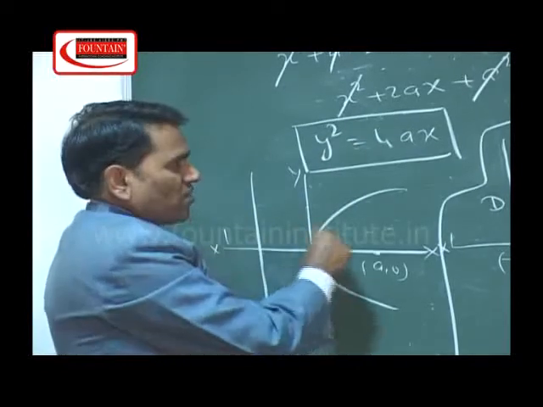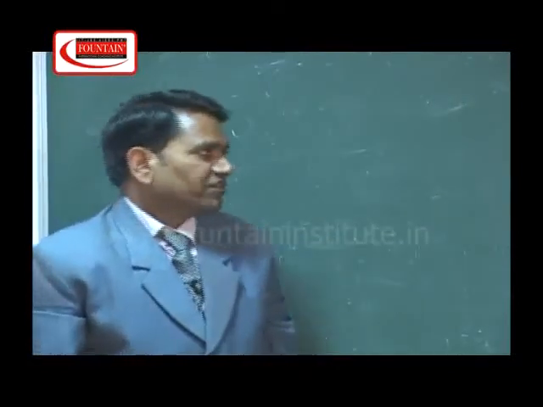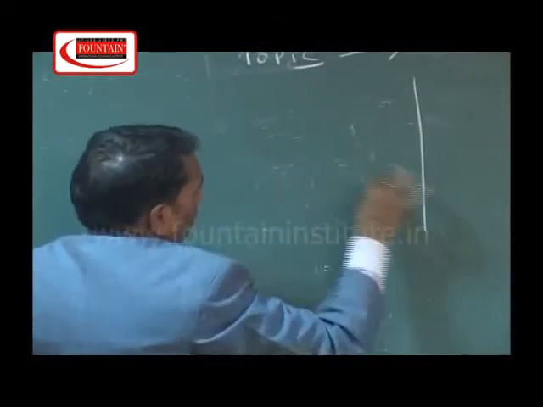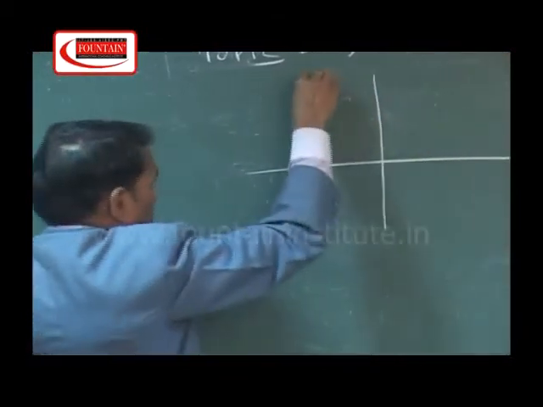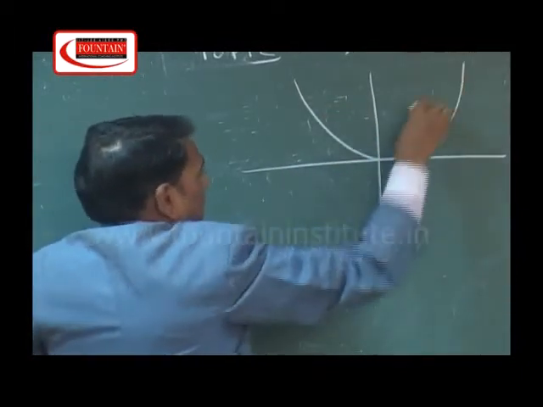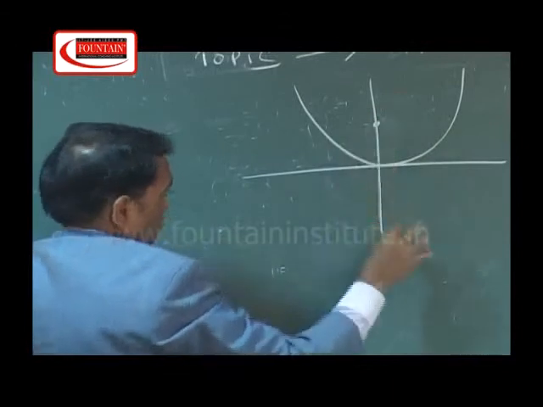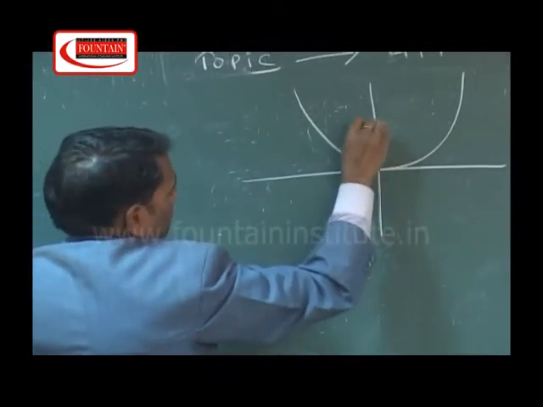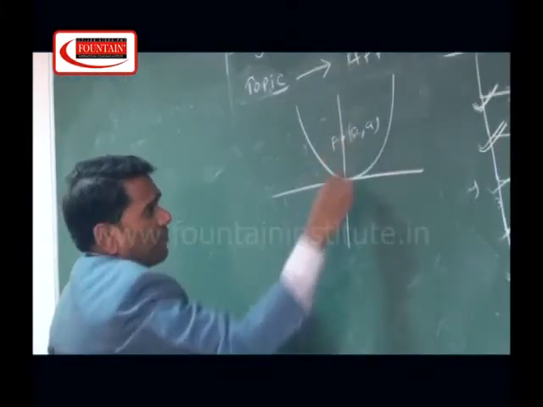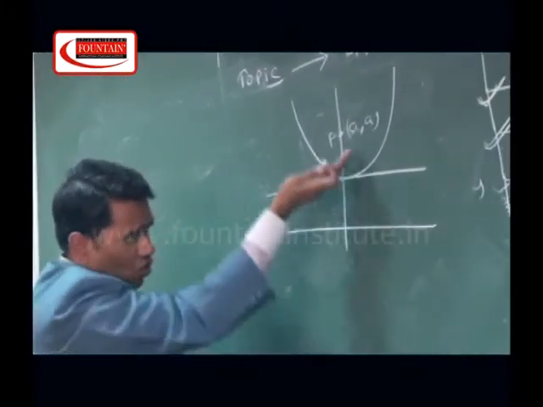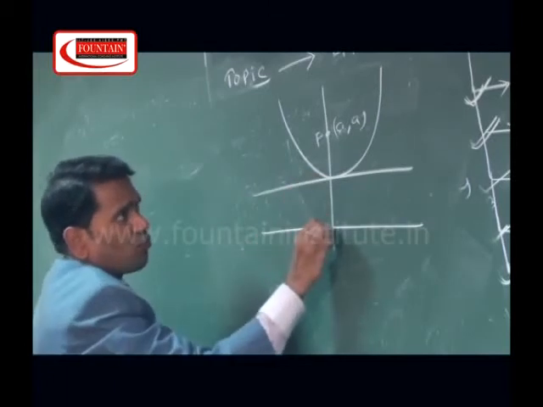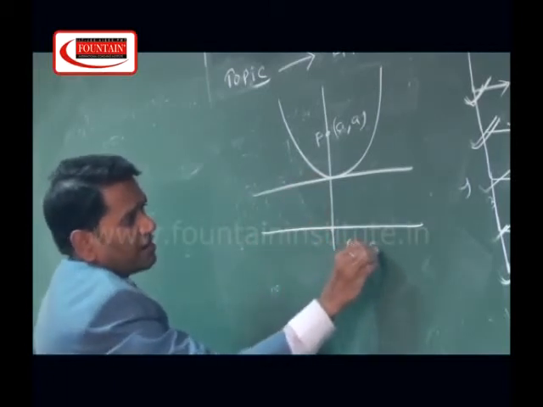Now guys, the second part is, if the parabola is symmetric along the positive y-axis, then the coordinate of the focus is (0, a), then the directrix will be just opposite, below the origin. So the coordinate of this point is (0, -a).